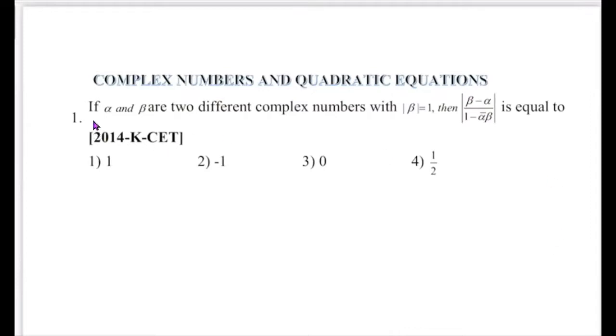First question is, if alpha and beta are two different complex numbers with modulus of beta is 1, now we need to find modulus of this expression. In solving this, we need to use the following results.